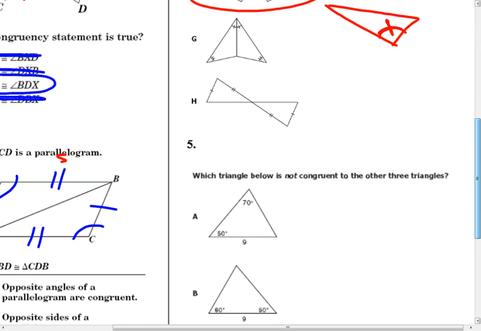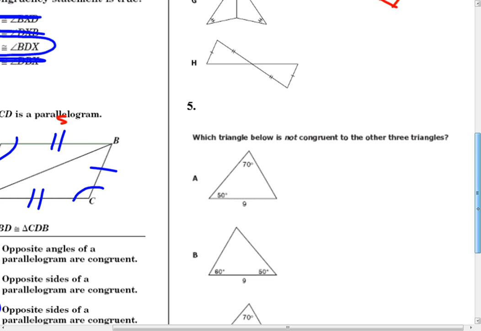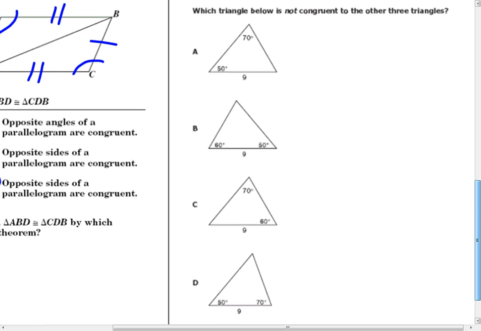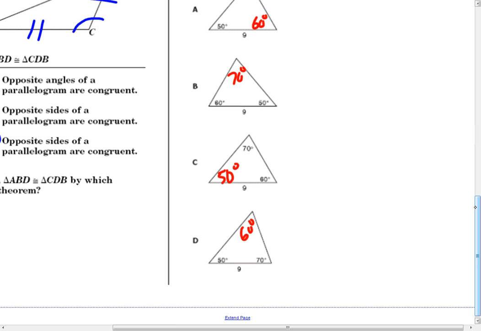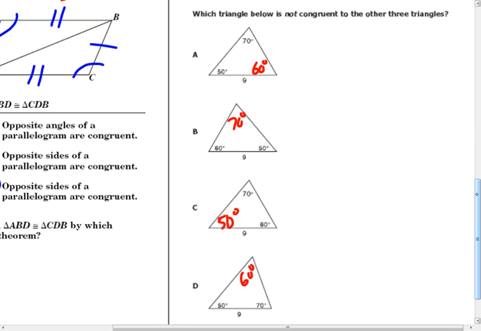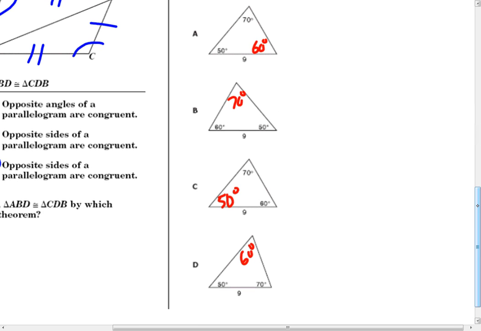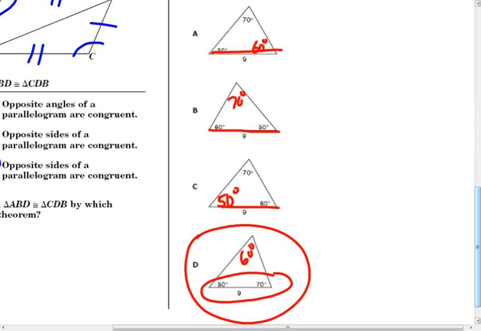Which is not congruent to the other 3 triangles. Anytime you got 2 angles in a triangle, always finish it off. 60, 70, 50, 60. We're interested in having the 9 surrounded by the same angle pairs. 50 and 60, 50 and 60, 50 and 60, not 50 and 60. That is the one that is not congruent.